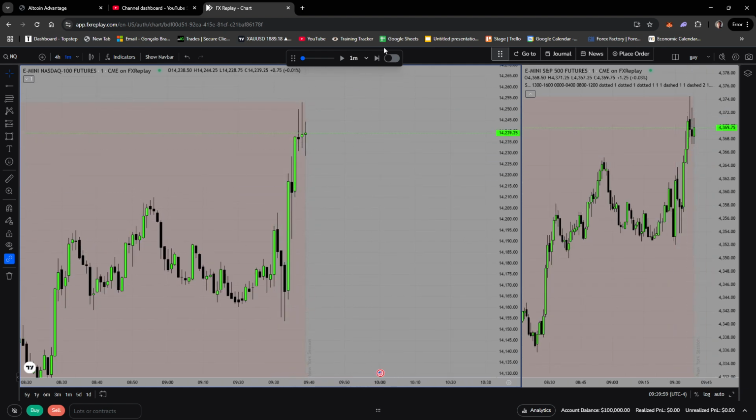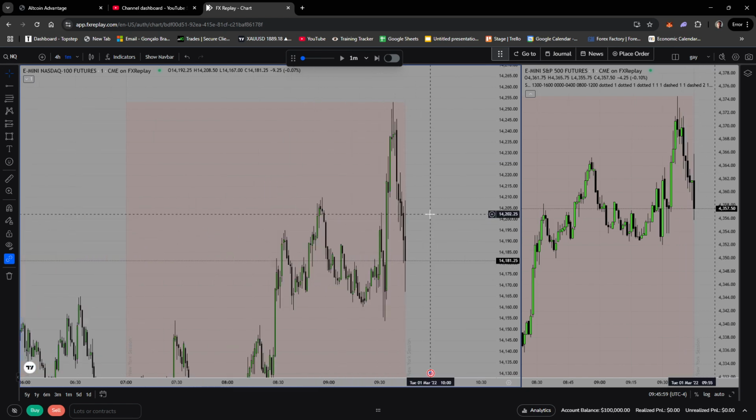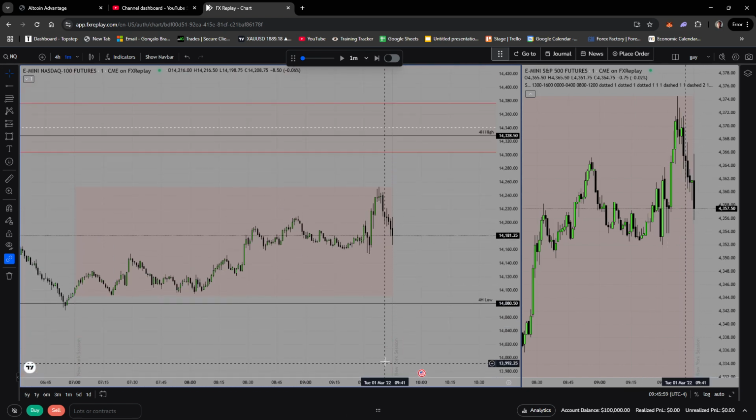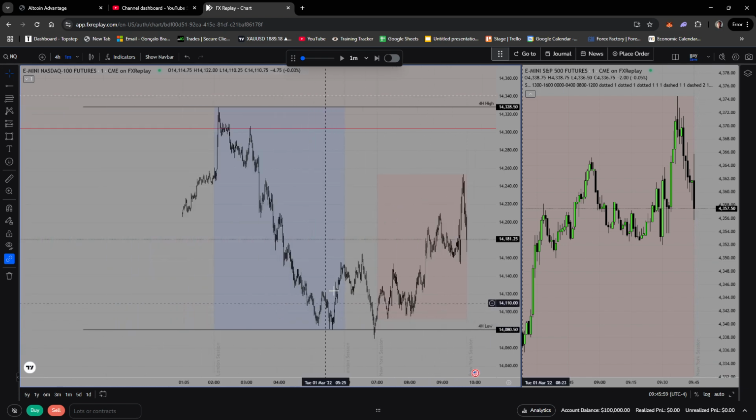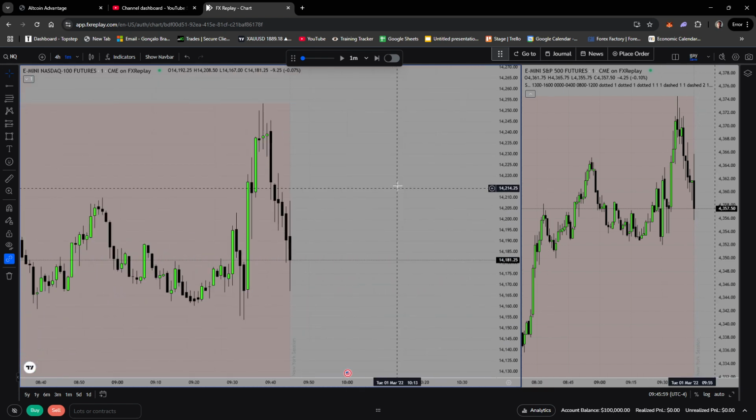Okay, we are showing signs of bullish strength at 9:45. So our bias is bullish. We have swept the low. Let's see if we get an entry opportunity.